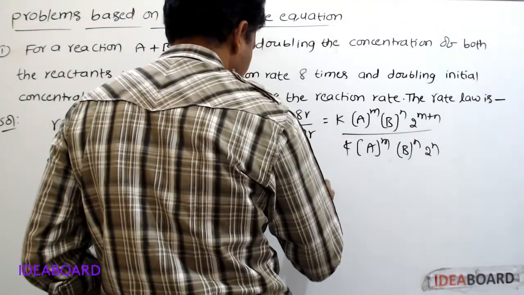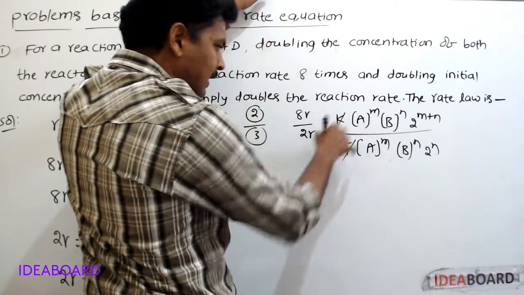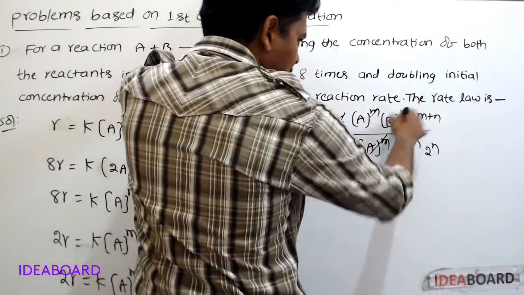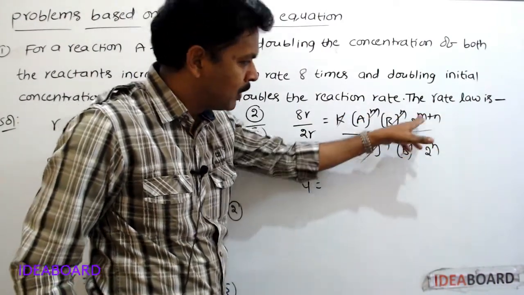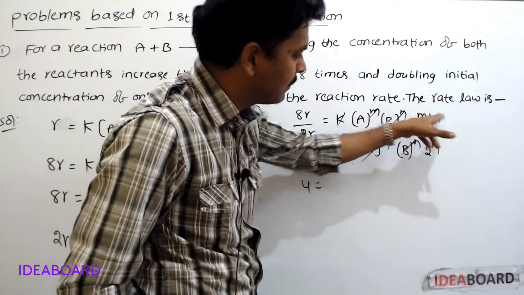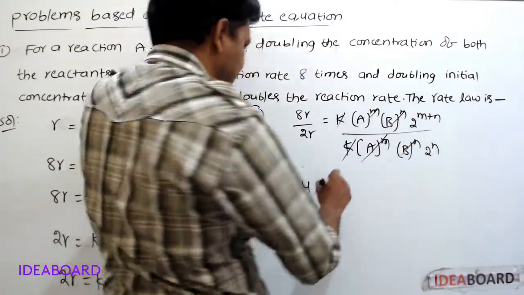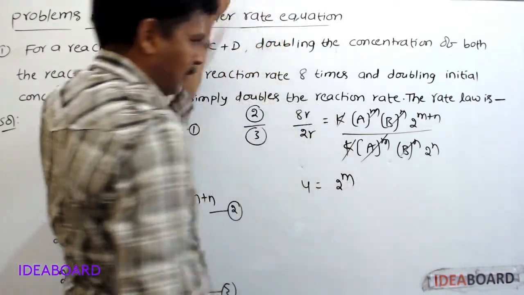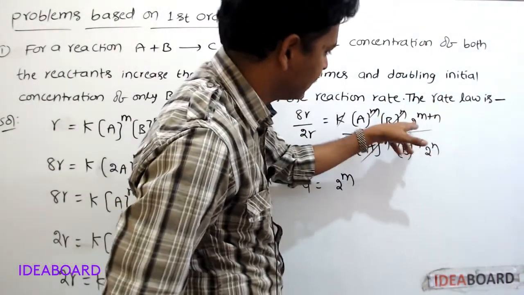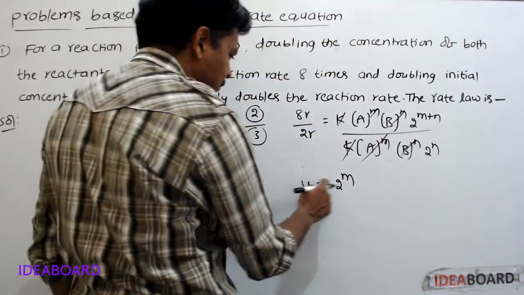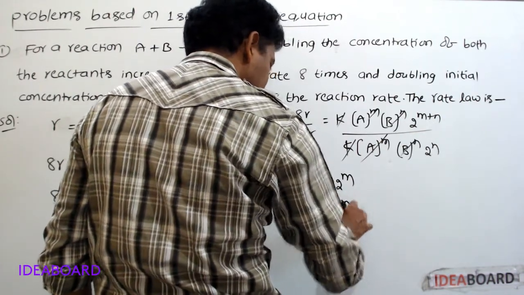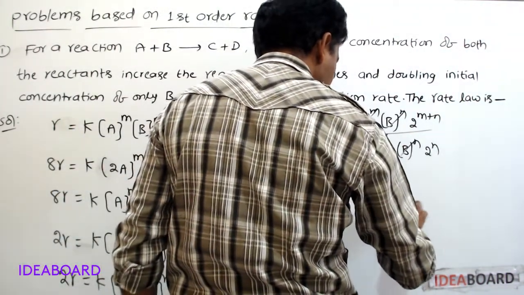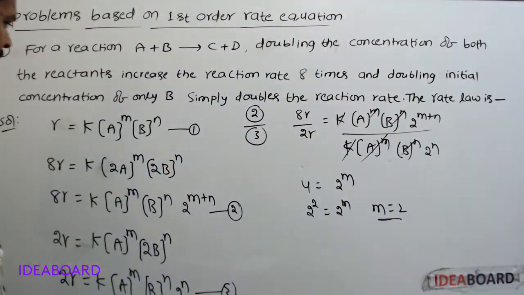Second equation by third equation gives 4. 4 is equal to, this K will get cancelled, this A power m will get cancelled, B power n will get cancelled, 2 power m plus n by 2 power n. It becomes 2 power m plus n minus n. Then n will also get cancelled. 4 equal to 2 power m. This I am writing as 2 square is equal to 2 power m. Then m is equal to 2. Order with respect to A is 2.